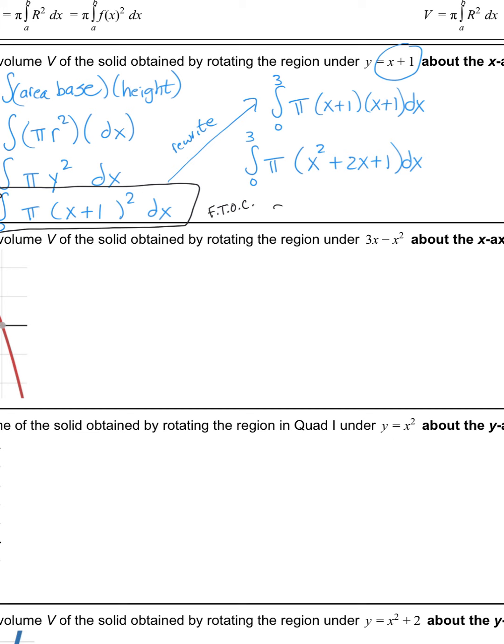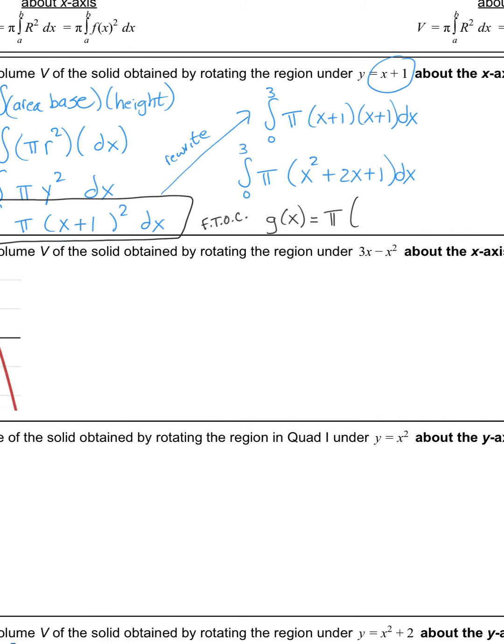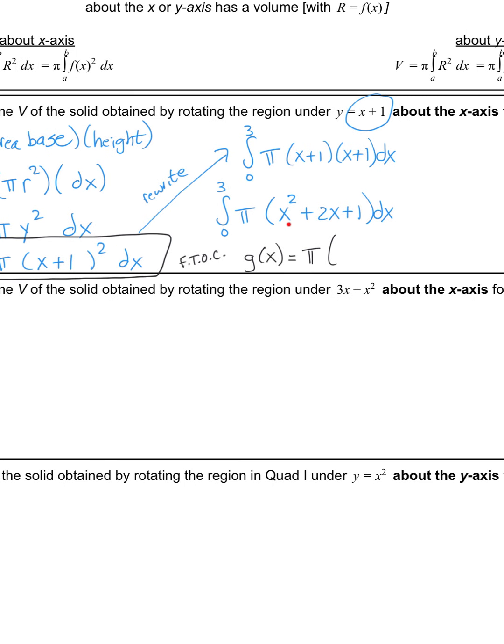The first step is to find the antiderivative G of x. The pi comes along for the ride. This is 3 power rules. The antiderivative of x squared is x to the third over 3, and I'm going to write that as 1/3 x to the third. The antiderivative of 2x is 2x squared over 2. The 2's cancel, and I'm left with x squared. And finally, the antiderivative of 1 is x. I use brackets to bring along my limits. That is the first step of the fundamental theorem of calculus.